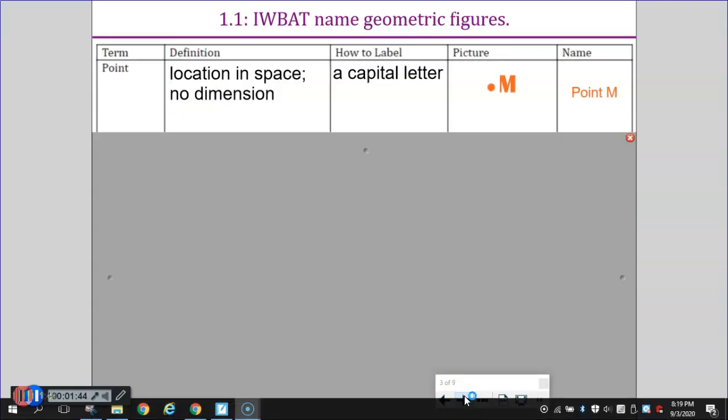The first word we need to understand for geometry is point. A point is a location in space that has no dimension. We label a point with a capital letter, for example, the letter M, and then we would just call it point M.